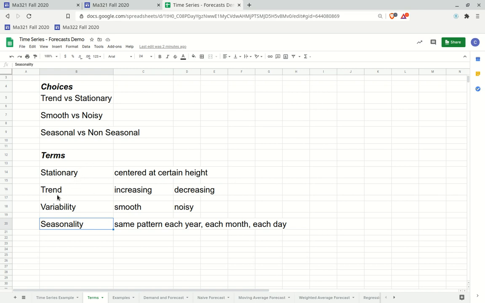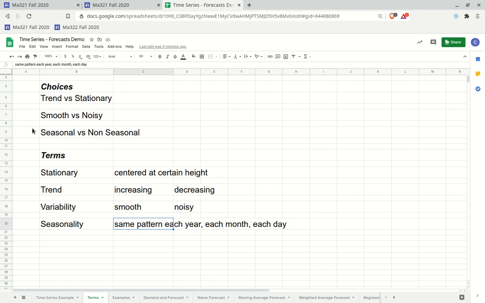So that's trend. Variability is whether the time series is very smooth as it goes, or do we see it very jagged? Does it go up and down and up and down? So that could be either very smooth or it might be very noisy as it develops. And finally, the time series might have seasonality, and that's the same pattern each year or each month or each day, something that repeats on a regular basis based on your time periods. It's called seasonality. So the graph might be seasonal if it has that, but if it doesn't have that kind of pattern, we'll call it non-seasonal.